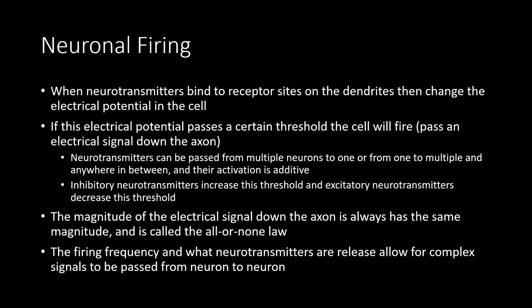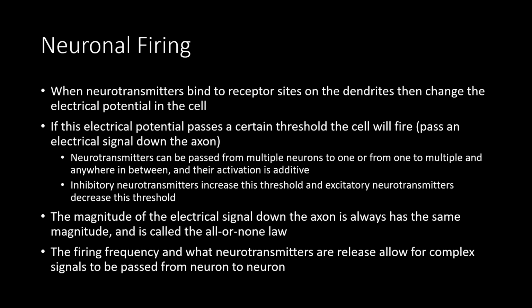Now, what happens when excitatory and inhibitory neurons come into play is inhibitory neurotransmitters ultimately increase this threshold, meaning a neuron needs to receive a greater amount of signals from other neurons before it will fire. Excitatory neurotransmitters will decrease this threshold, making it such that it needs to receive less information from other neurons before it will itself fire. Now, it is also important to note that it is not one or the other.